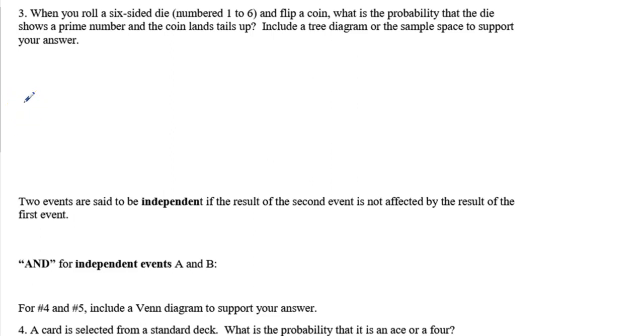Our next scenario is rolling a 6-sided die, so it's a normal number cube, right? And you flip a coin. We're now going to get into some probability. So what's the probability that the die shows a prime number? Those would be numbers like 2, 3, 5, 7, 11, numbers that don't have any other factors other than 1 and themselves. And the coin lands tails up.